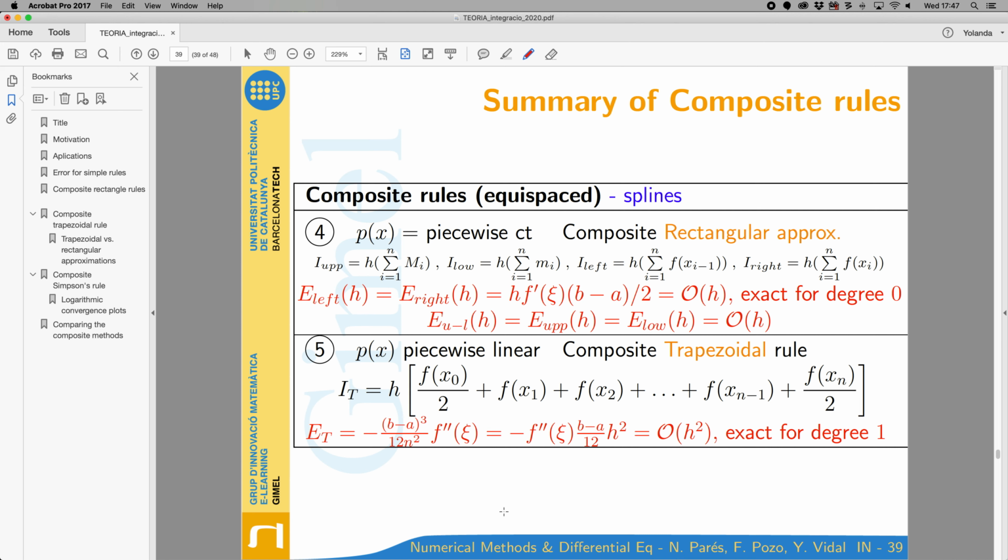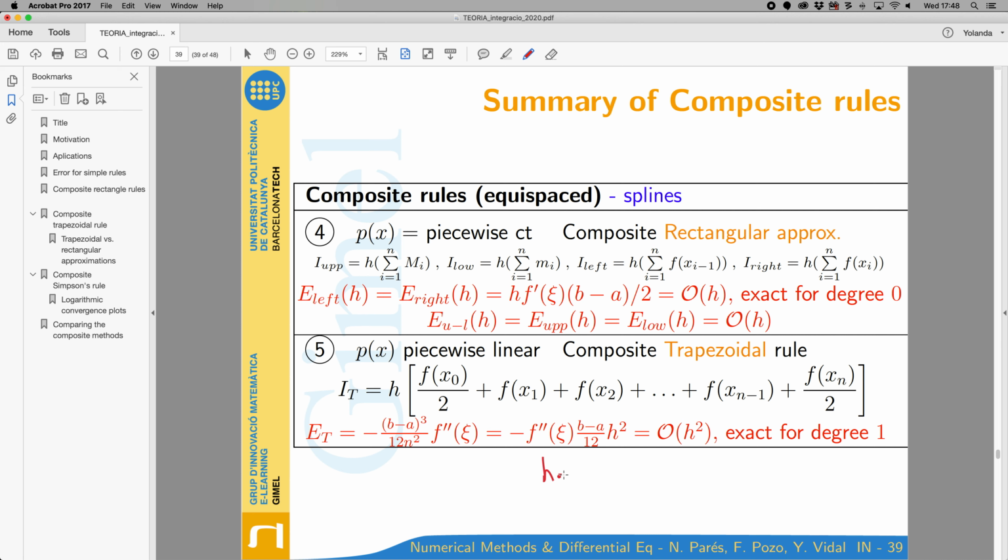Now, a summary of what we covered up to here. This is the formula to approximate the integral using the composite trapezoidal rule. And in red color, we have the formula of the composite error. Here using n, here using h. Of course, n and h here are related. Remember that they are inversely proportional one to the other. In fact, recall that we are assuming equally spaced points.